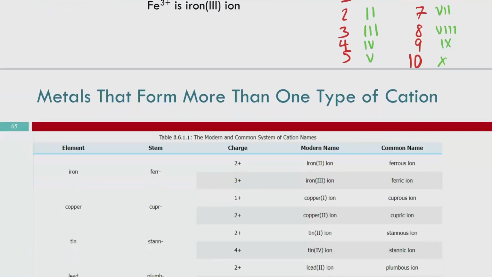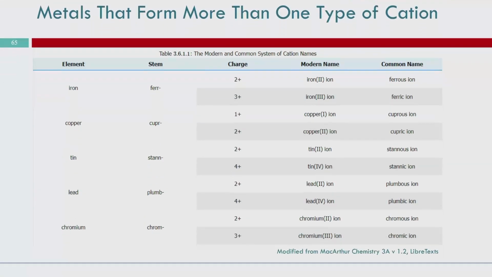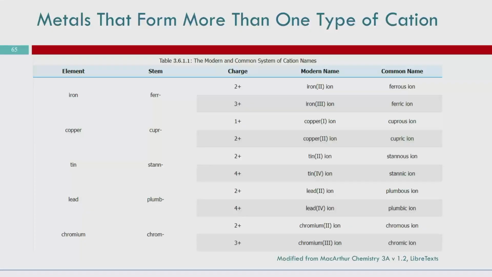So for metals that form more than one type of cation, here are our two name options. We've got our element, and we've got the stem or the base for that element. So iron has the symbol Fe, and that's for this stem, Ferr. Copper has the symbol Cu, and that's for the Cupr name start. And then for different charge options, for the modern names, we just write the name of the metal with the 2 or the 3 or the 1 or the 2 or the 4 or whatever number we have.